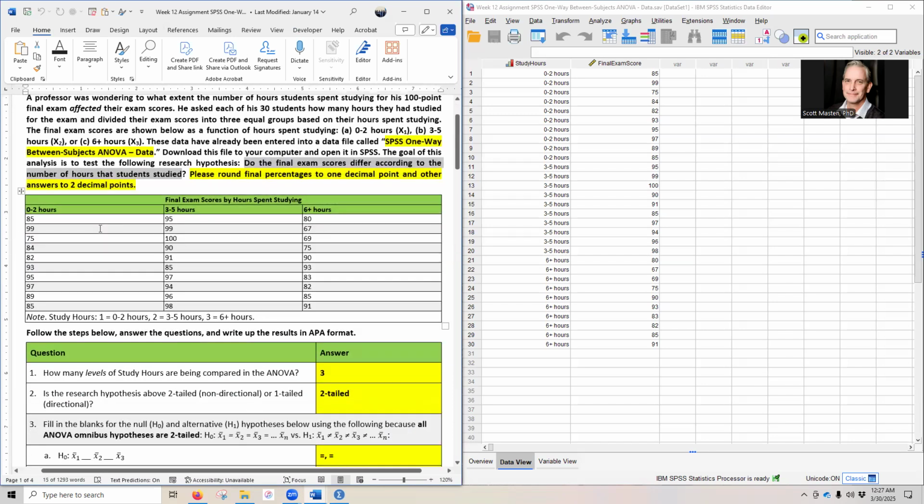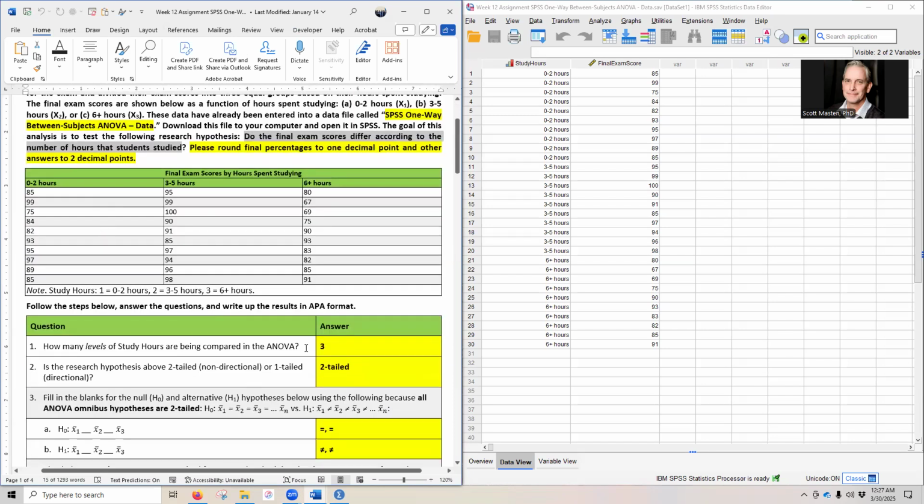So the first question is not meant to be a misleading question. How many levels of study hours are being compared in the ANOVA? We got 0 to 2, 3 to 5, and 6 plus, so there's 3. Is the research hypothesis above, the one we just talked about, one or two-tailed? It is two-tailed.